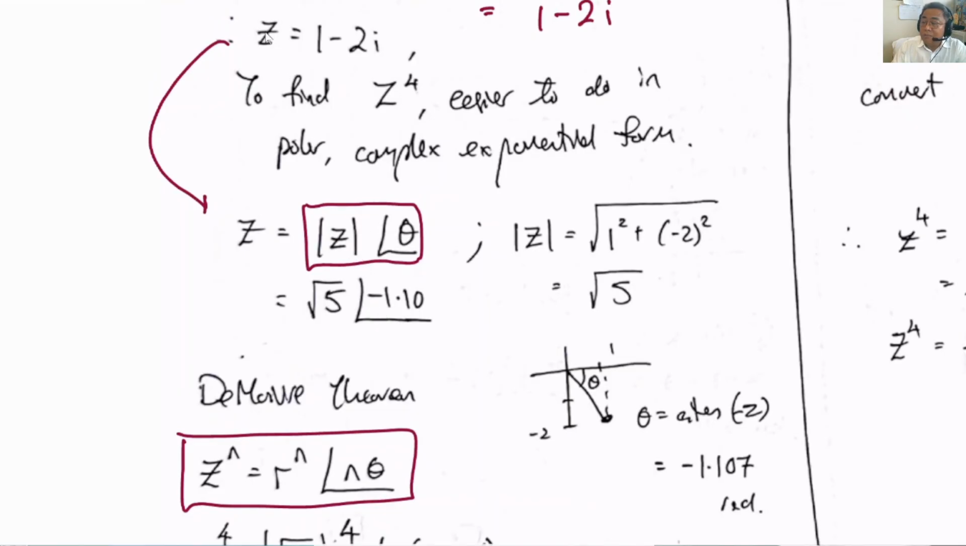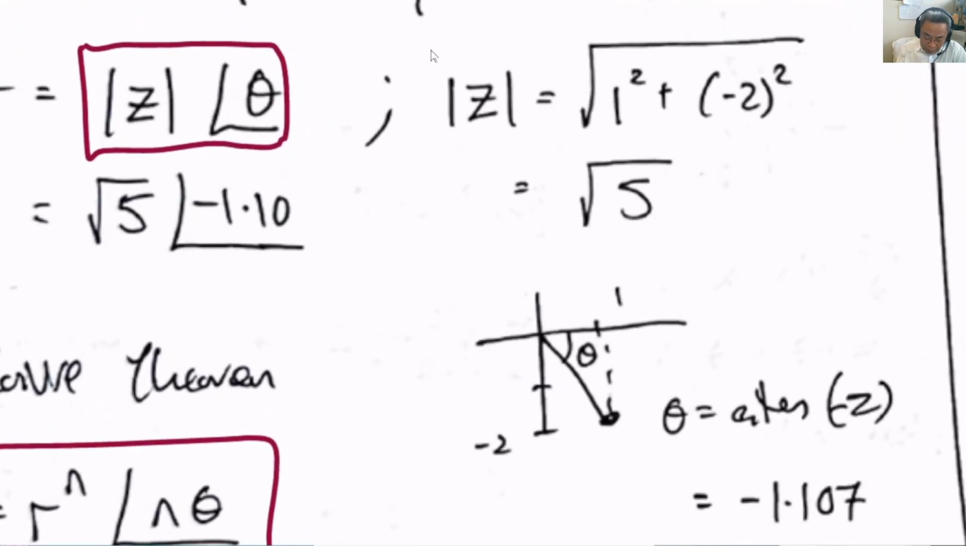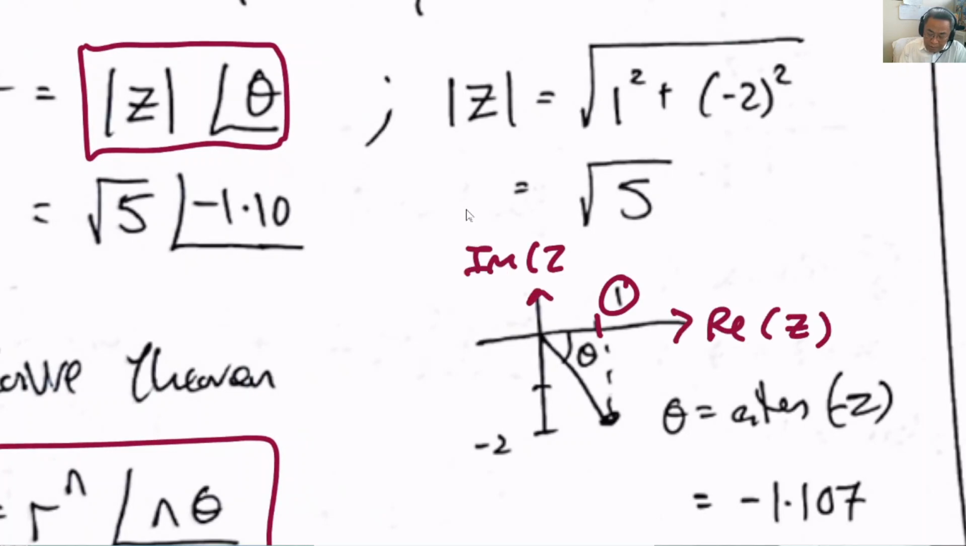Okay, how to find the magnitude? The magnitude of z, we call it r. So what we want you to do is to sketch 1 minus 2i. So this is 1 along the real axis of z, and this is the imaginary axis of z, and therefore we have 1 minus 2i. So this is the point that we are talking about, z equals 1 minus 2i.